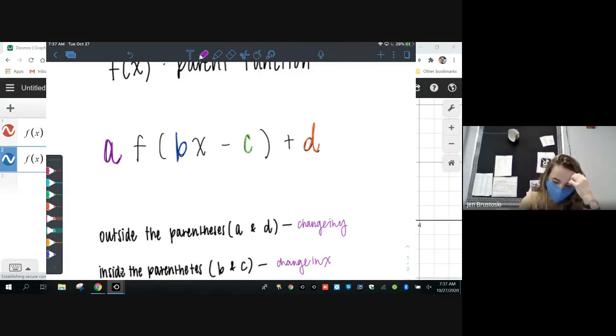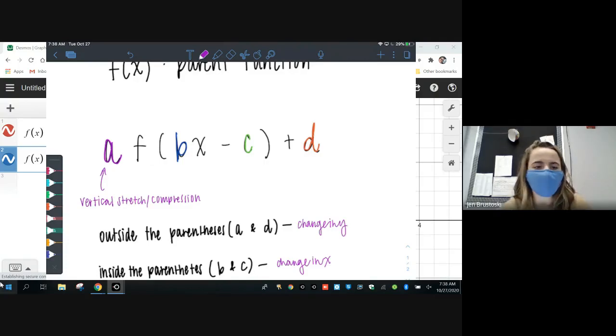So go ahead, write that down, that this is a vertical stretch or compression. Stretch and compress is pushing down. It's a stretch if it's greater than 1, and it's a compression if it's between 0 and 1. So if it's a true fraction, not a fraction that's greater than 1.